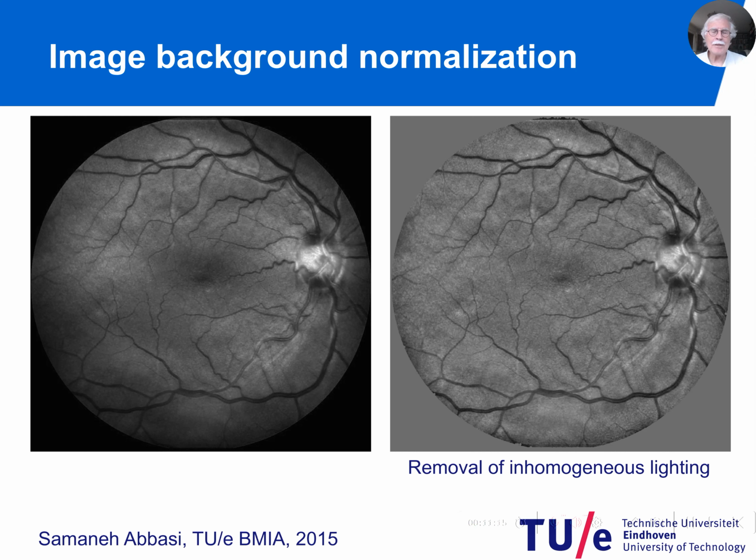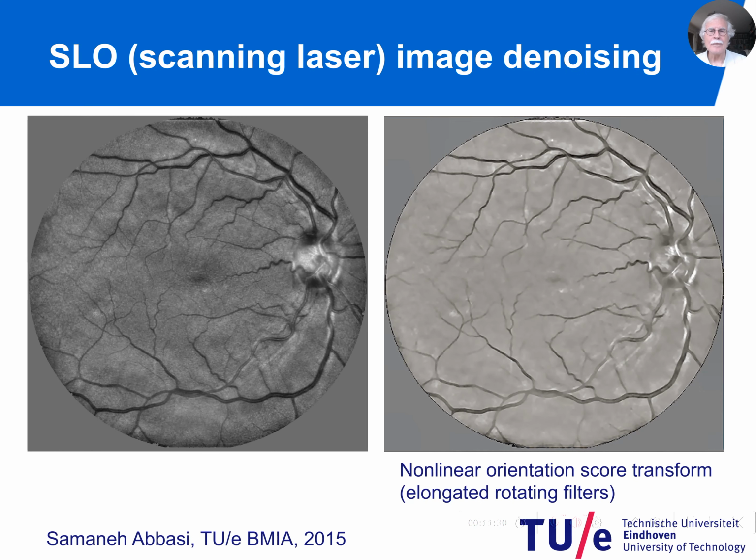The image is not normally homogeneously illuminated. This is a laser scan. Sometimes you have some darker and some lighter areas, and we first started to make the images homogeneous, so you remove the inhomogeneous lighting. We did a lot of denoising because you don't want to have too much laser light on the retina, so it is limited, and that makes it noisy. And you see to the right that with elongated filters, which are elongated along the direction of the vessels, we could substantially reduce the noise in the background, but keep the vessels.